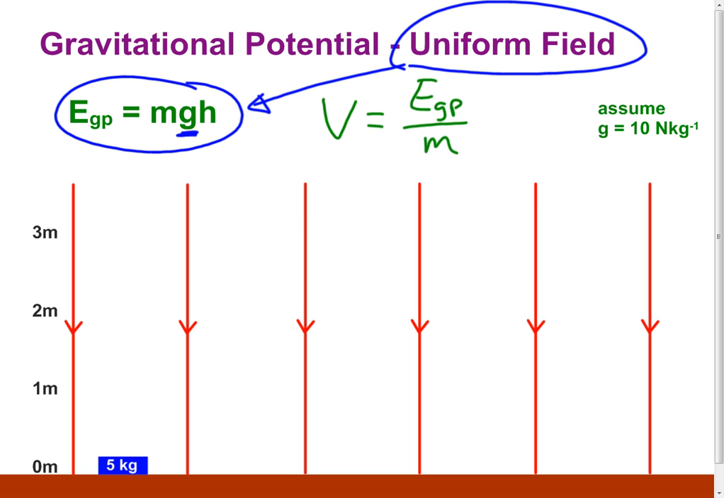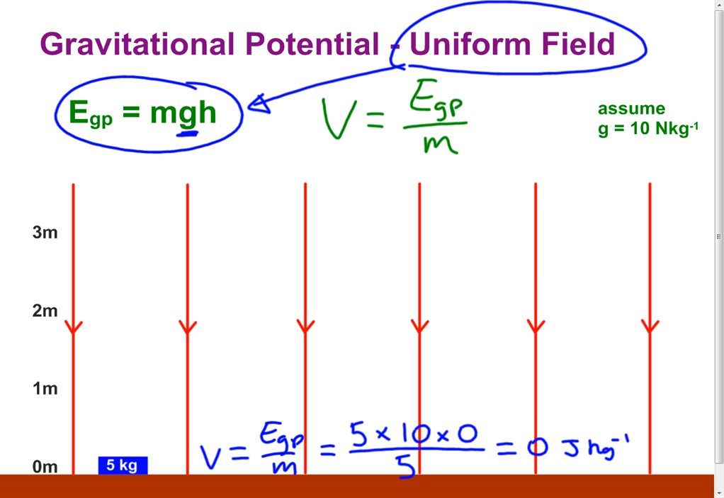So we'll start with the potential down here, which is going to be the gravitational potential energy divided by the mass. And the gravitational potential energy is going to be mass, 5 kilograms, times g, 10 newtons per kilogram, times height, 0, divided by the mass of the object, 5, which is happily going to give us a potential of 0 joules per kilogram. So the potential down here is 0.